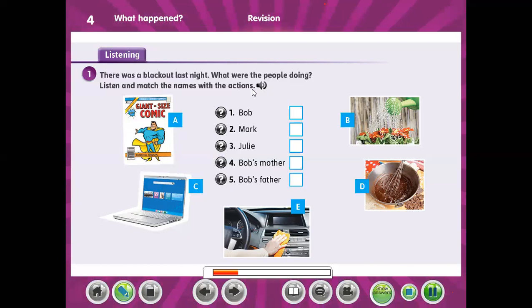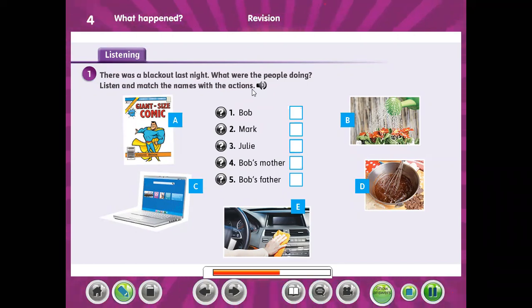Hi, Bob. How are you? There was a blackout yesterday. What were you doing? Hello, Mrs. White. I was reading a comic book, and my brother Mark was surfing the net. He was looking for some information on the internet about a project for school. Suddenly, there was a blackout. We couldn't see a thing.